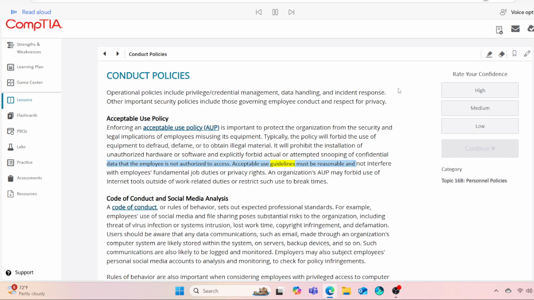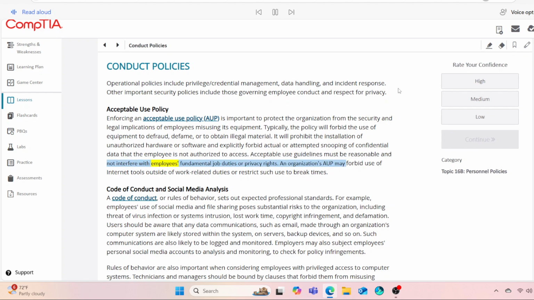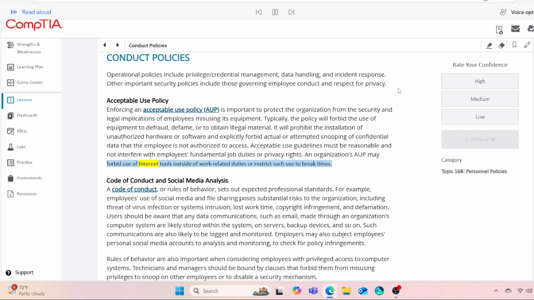Acceptable use guidelines must be reasonable and not interfere with employees' fundamental job duties or privacy rights. An organization's AUP may forbid use of Internet tools outside of work-related duties or restrict such use to break times.